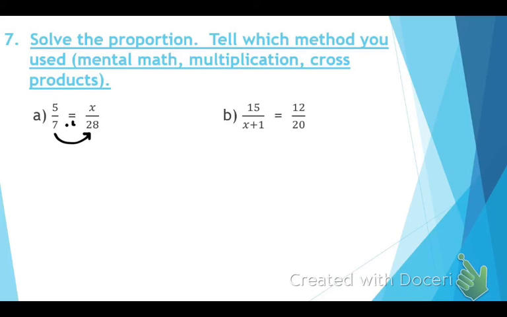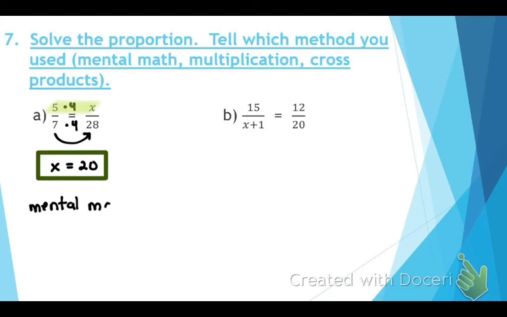Very good. So if I multiply by 4 on the bottom, what do I have to do to the top? Also multiply by 4. So let's focus on this. Guys, what's 5 times 4? 20. And then it asks us to tell which method we used. What method was that? Mental math. That means you're doing most of the work in your mind. Mental math does not work every single time.